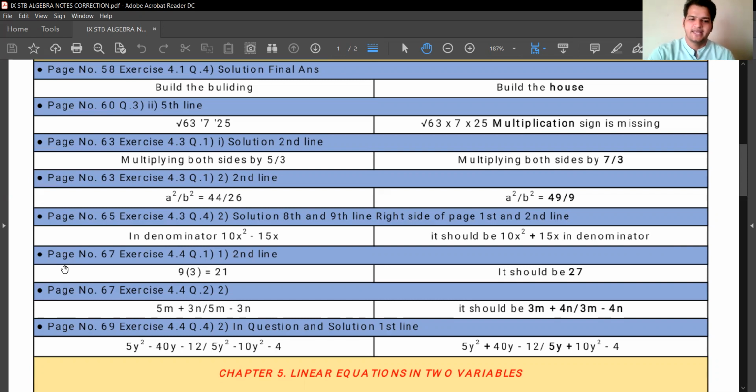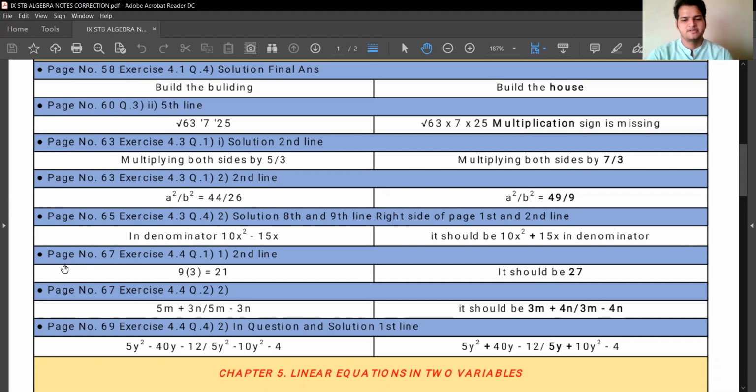Page number 67, exercise number 4.4, question number 2, second sub question. 5m plus 3n upon 5m minus 3n is the ratio which is printed. You need to correct it as 3m plus 4n upon 3n minus 4n.